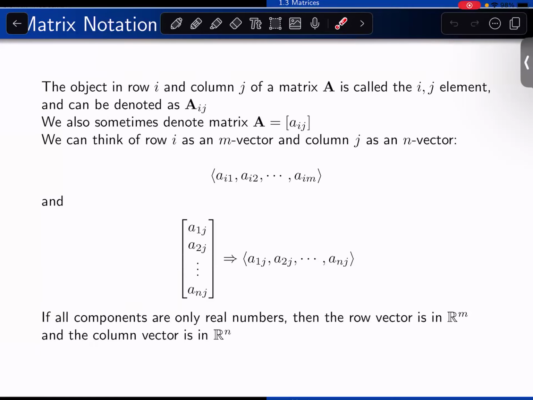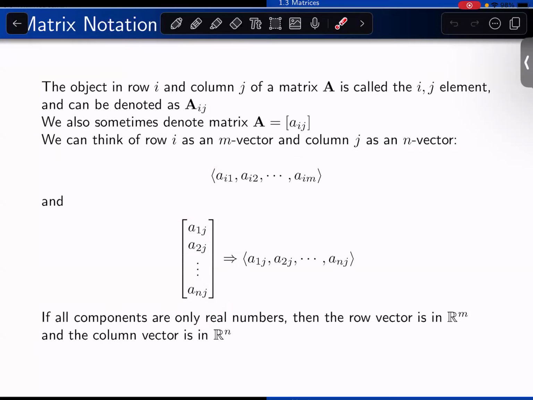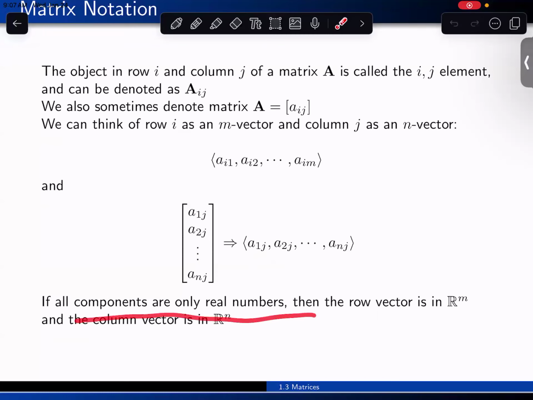Similarly, the jth column of your matrix you can view as an n vector. It's kind of taking what we were doing before, except rotating it 90 degrees. So this is the first row in the jth column, second row in the jth column, and then the nth row in the jth column. So you can write it as this kind of vector as well. These are two equivalent ways of writing the exact same thing. If all the components are only real numbers, then the row vector is in R^m, and the column vector is going to be in R^n.